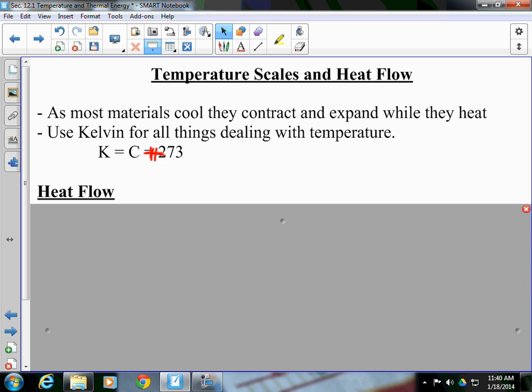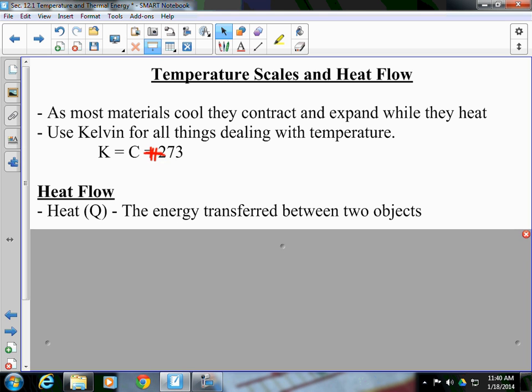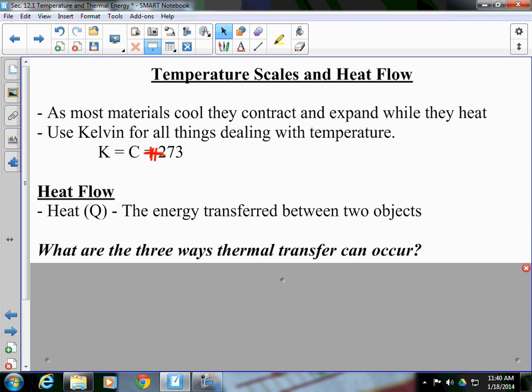Temperature values are typically given in Celsius. Heat flow is the transfer of energy between two objects. What are the three ways in which we can transfer thermal energy? This is a 9th grade science question. Two begin with a C, one begins with an R.